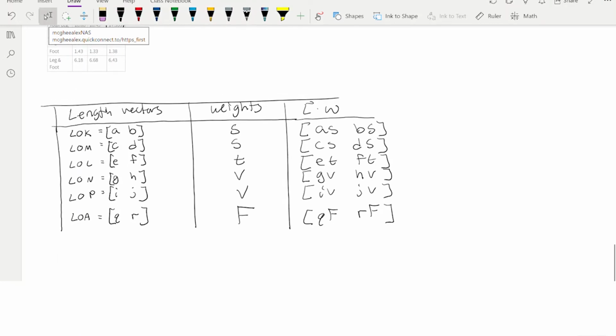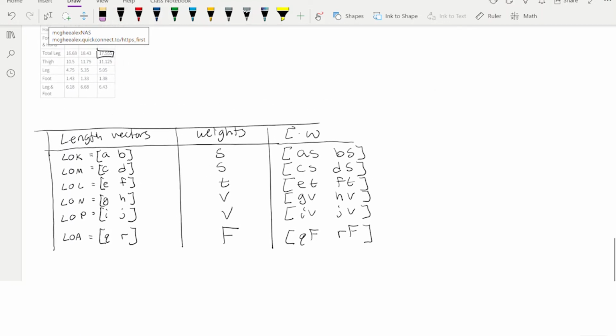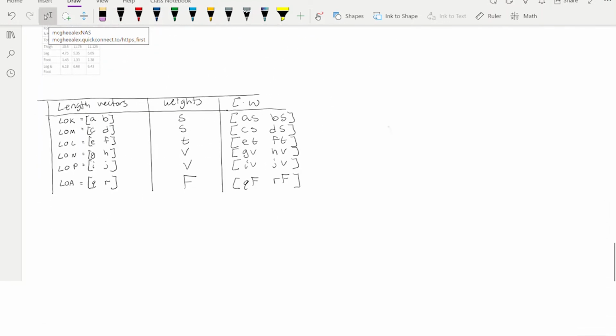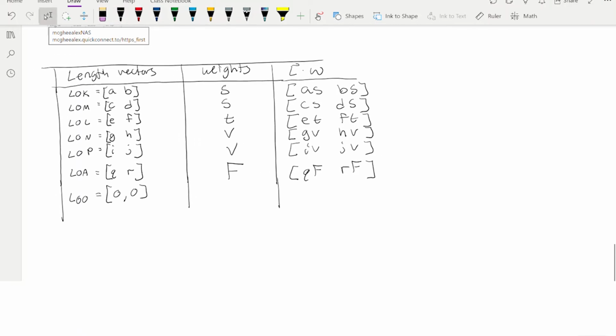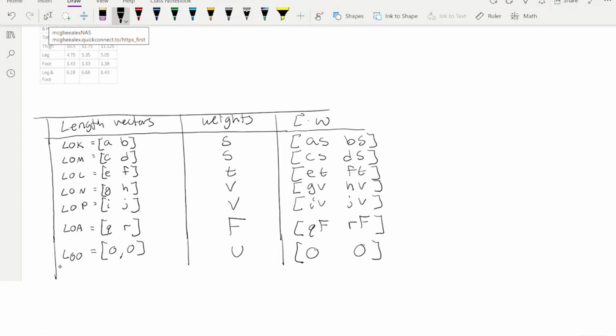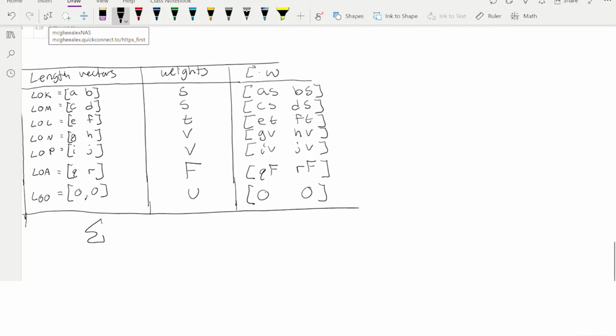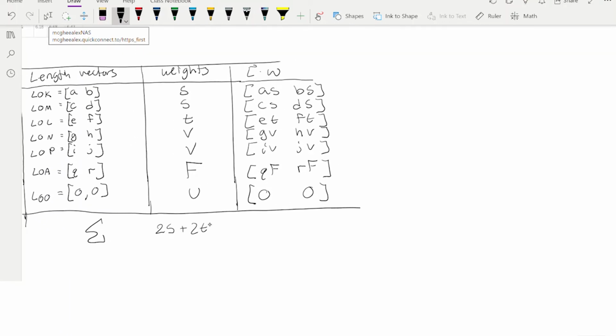We have the trunk. So our length vector here is LOO, and that's 0, 0. Right, so what do we have for this one? That's also 0, 0. But this one's going to be the weight of the trunk, which is U. That's probably the easiest one to forget because it's not associated with a vector that we described, but make sure you also include the OO vectors. And then we do a summation. Summation of the weight is 2S plus 2T plus F plus U. And that's the sum of masses. So there we go. We got that one.